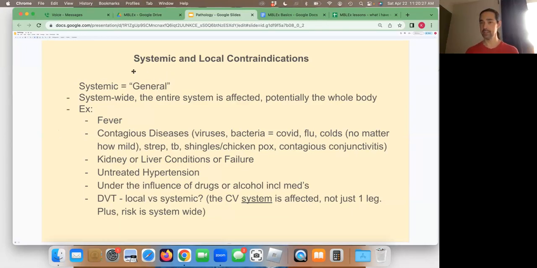Systemic, like I said, can mean general. Systemic refers to system-wide, the entire body system: cardiovascular system, senses, immune system, skin, respiratory system. But potentially, it could be the whole body that's affected. Some examples where the whole body or multiple systems can be affected are fever. For sure, it's a systemic contraindication. The person has a fever, they probably have something contagious.